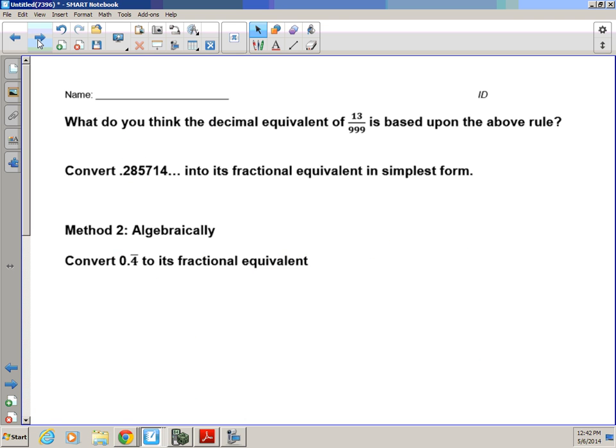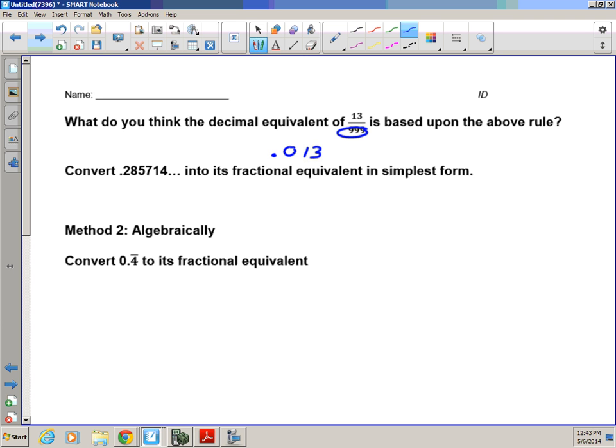So what we can do is convert these fractions into their decimal equivalent. Okay? So what we can do here is take 13 over 999. I need 3 places because it's 999. So you get 0.013 repeating based upon that rule.